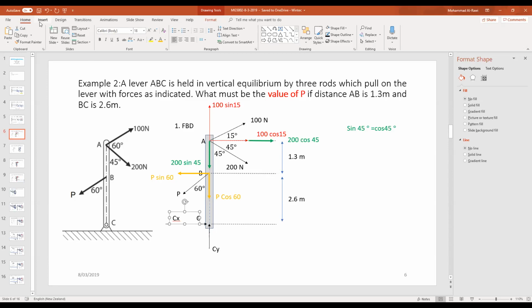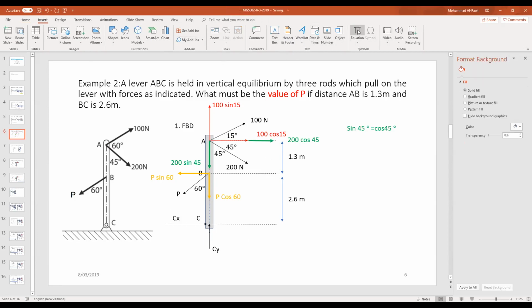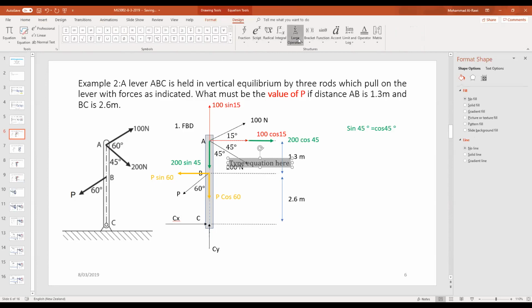So let's do that. Now we got the direction, so we write the equation: algebraic summation of moments, sorry, not forces, around point C. So the sum of moments at C equals 0. I'll bring just this equation here so you can see it very clearly.